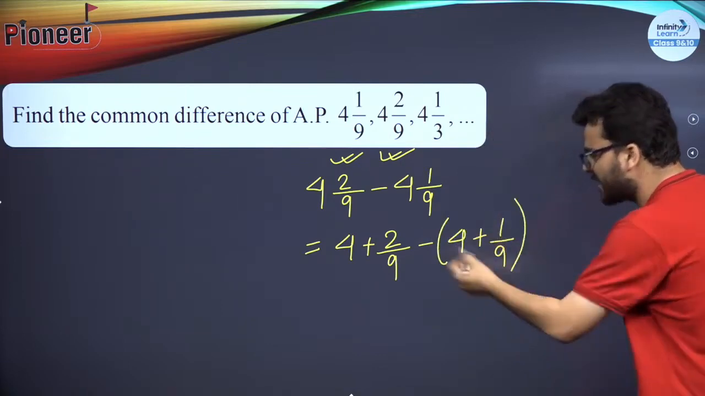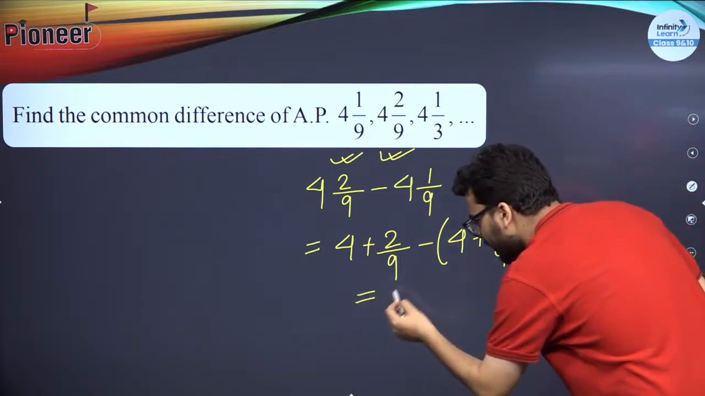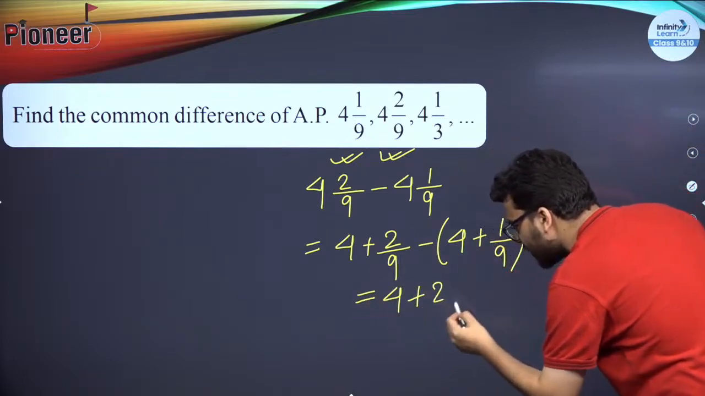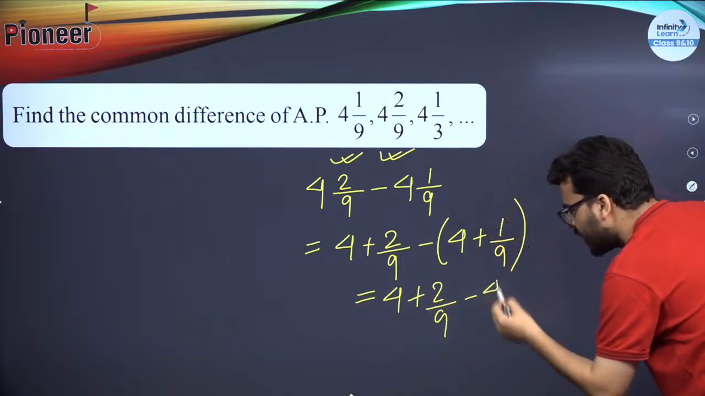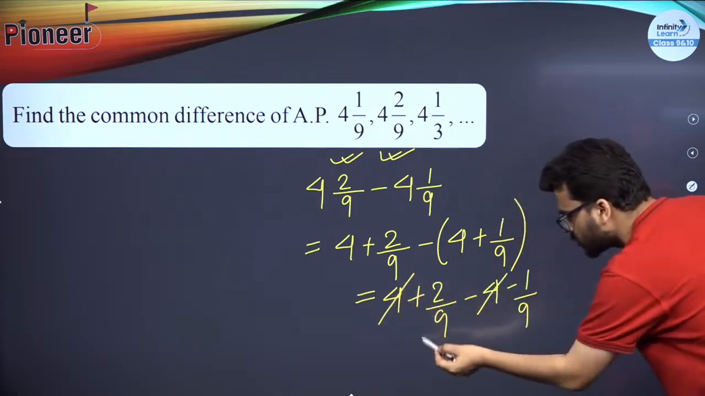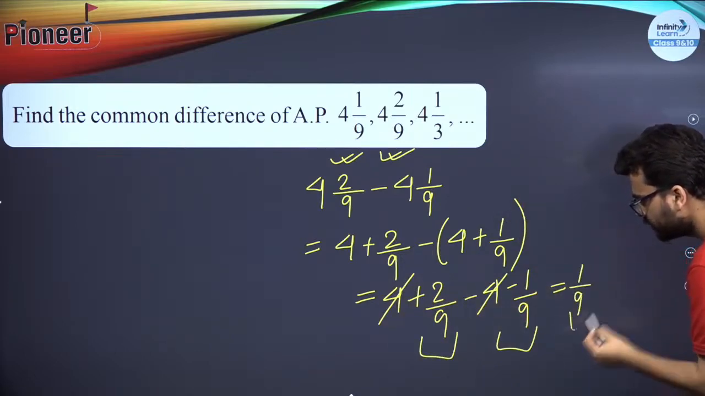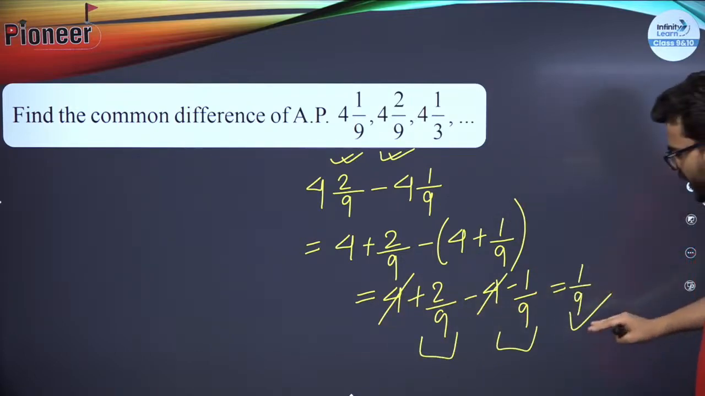I'm explaining the simple calculation logic, right? So basically you don't have to do this much in your answer sheet. I'm just explaining the logic, therefore I'm writing it. So I can directly say that 4 and 4 will be cancelled out. So 2 by 9 minus 1 by 9 is nothing but 1 by 9. So the common difference over here is 1 by 9.